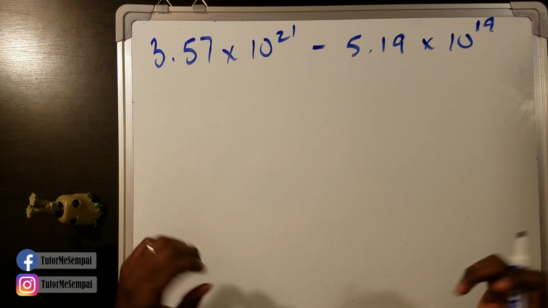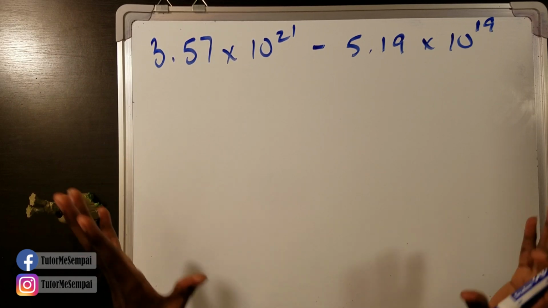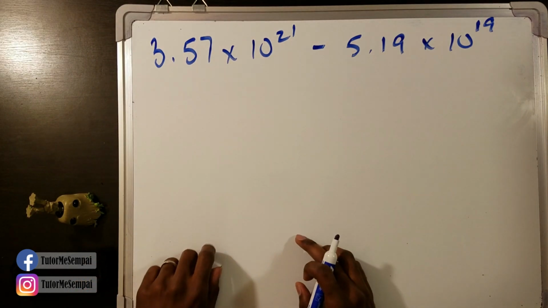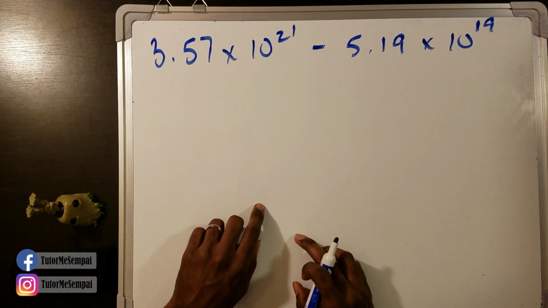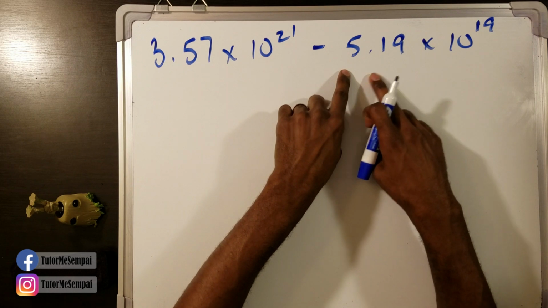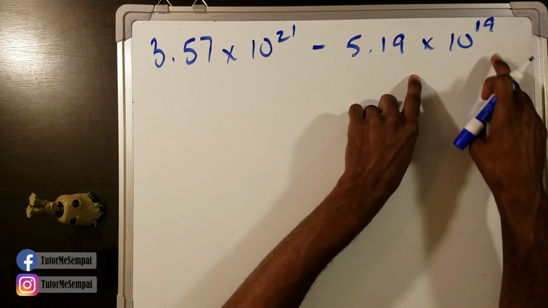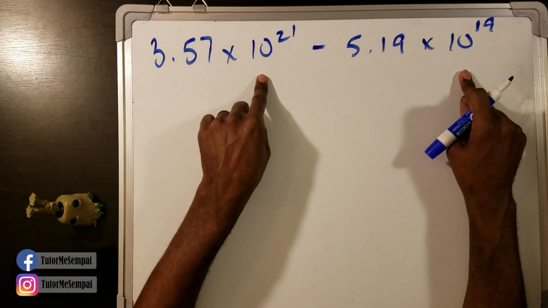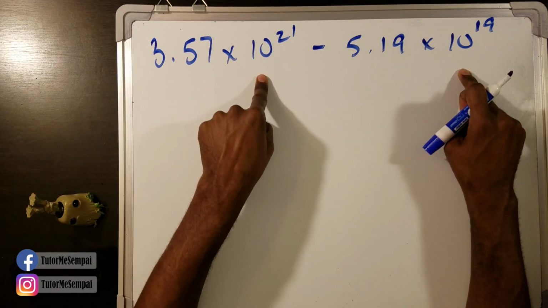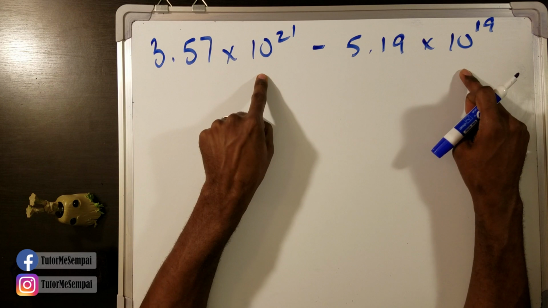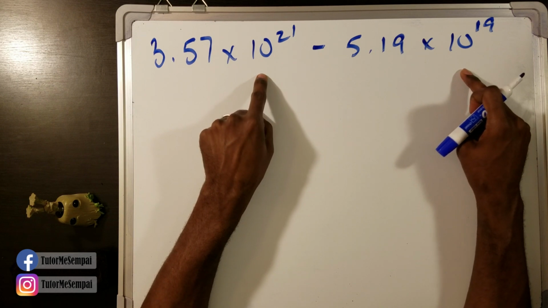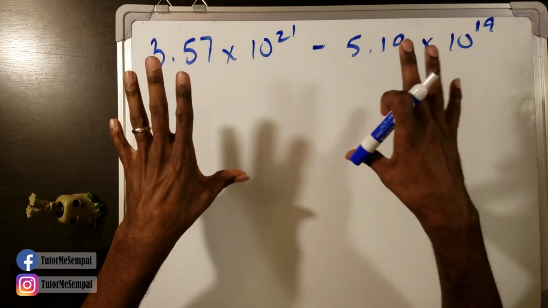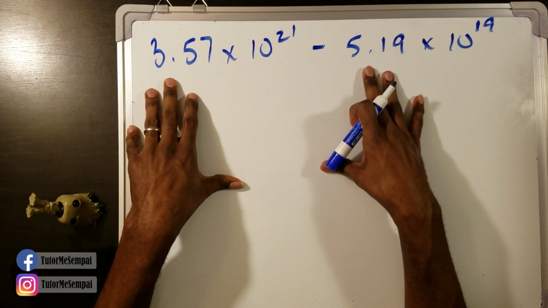So let's practice on one more example just to make sure we understand what we're doing. In this situation, we have 3.57 times 10 to the 21st power minus 5.19 times 10 to the 19th power. We want to subtract this. Can we subtract it? Well, first thing we have to ask is, do we have the same base? Yes, we do. How about the exponent? Do we have the same exponent? No. So that means we can't just go straight to subtracting their coefficients.